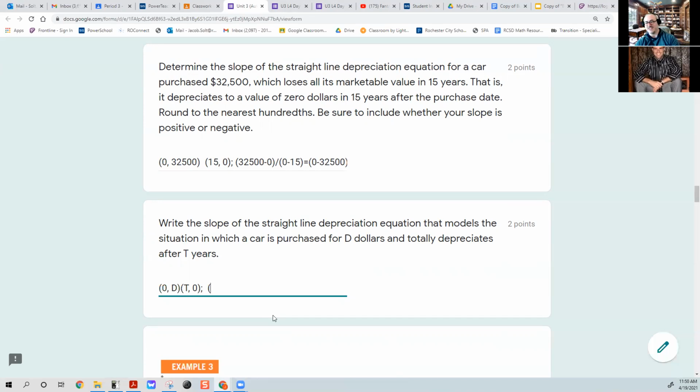So let me just talk this out. I need to take the change in my y value. So (D minus 0). I'm going to read from left to right, start with this first set of coordinates and then move on to the second. So (D minus 0), close parentheses, divided by... it's really not that hard... open parentheses, 0 minus T. I'm sorry, not divide, minus T. I'm taking the difference, the change, sorry. (D minus 0) divided by (0 minus T).